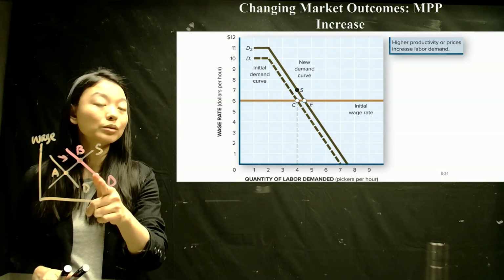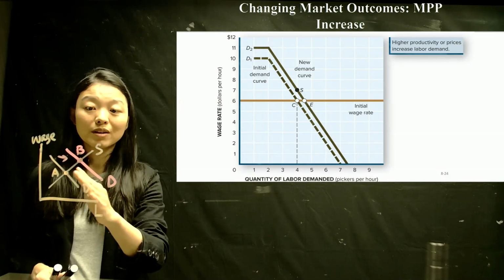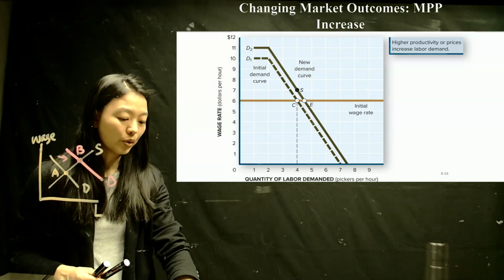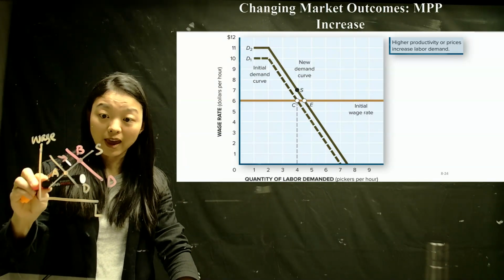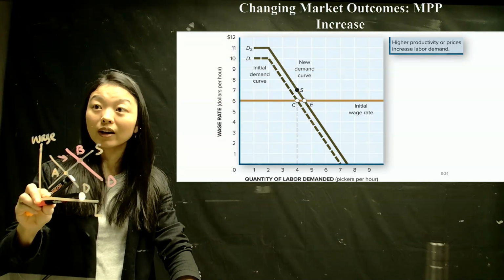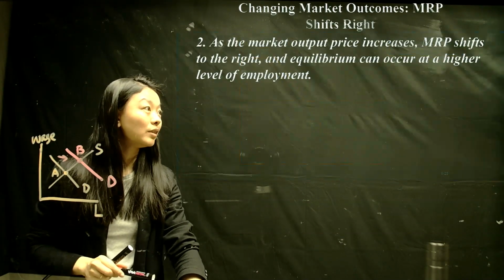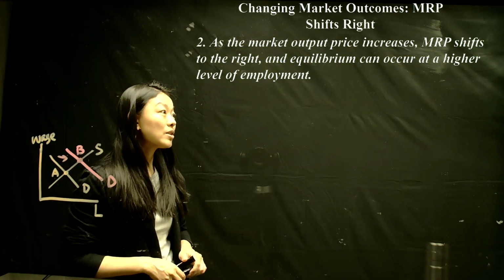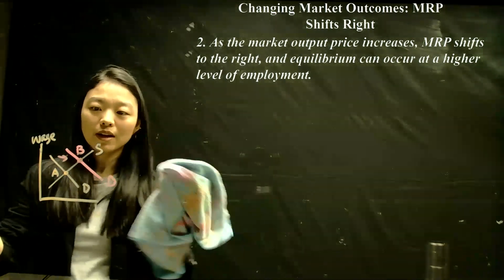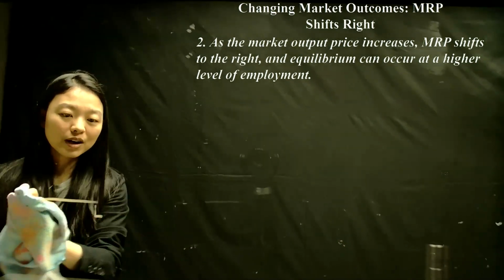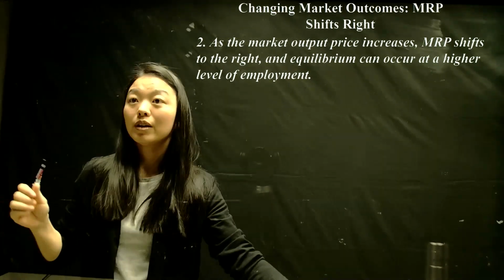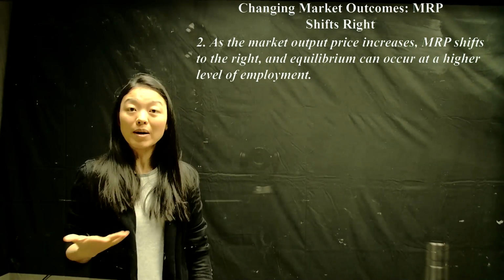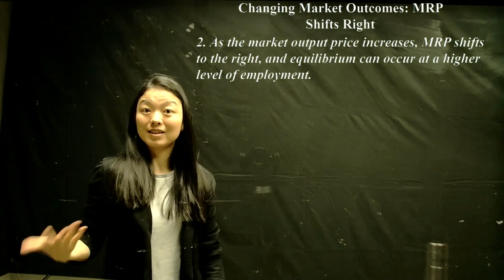Shift the marginal revenue of the product outwards, resulting in higher equilibrium wages and higher equilibrium quantity of the labor. Now let's look at what happens as the market output prices increase. Market output prices increase. Initially, one box of strawberries was $2, but now one box of strawberries is $4. Double, right?